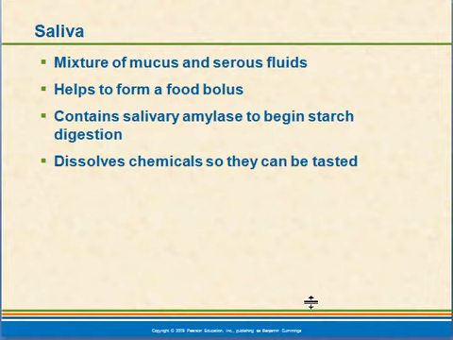Anyway, saliva also dissolves the chemicals, which allows them to run down into.